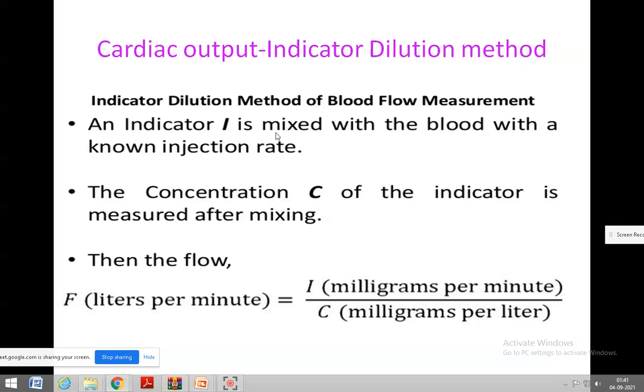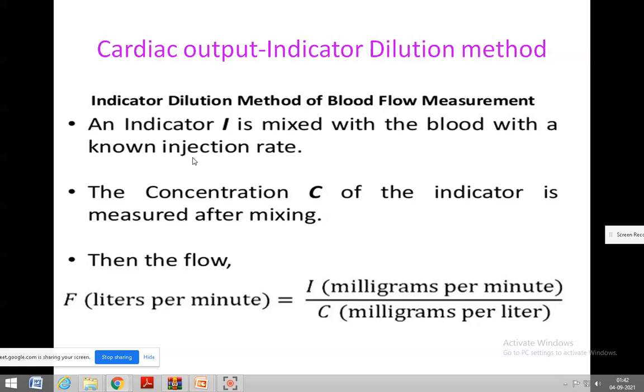So an indicator I is going to be mixed with the blood at a known injection rate. The amount of indicator which is going to be injected will be known by us. The concentration C of the indicator is measured after mixing. That means after diluting completely with your blood, you will be detecting the concentration of the indicator, which will be kept as C.